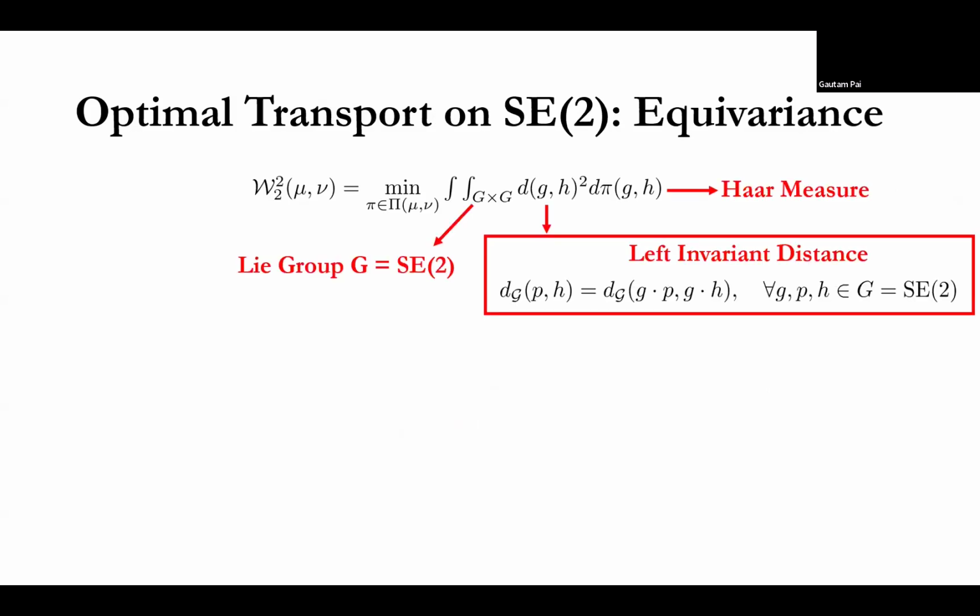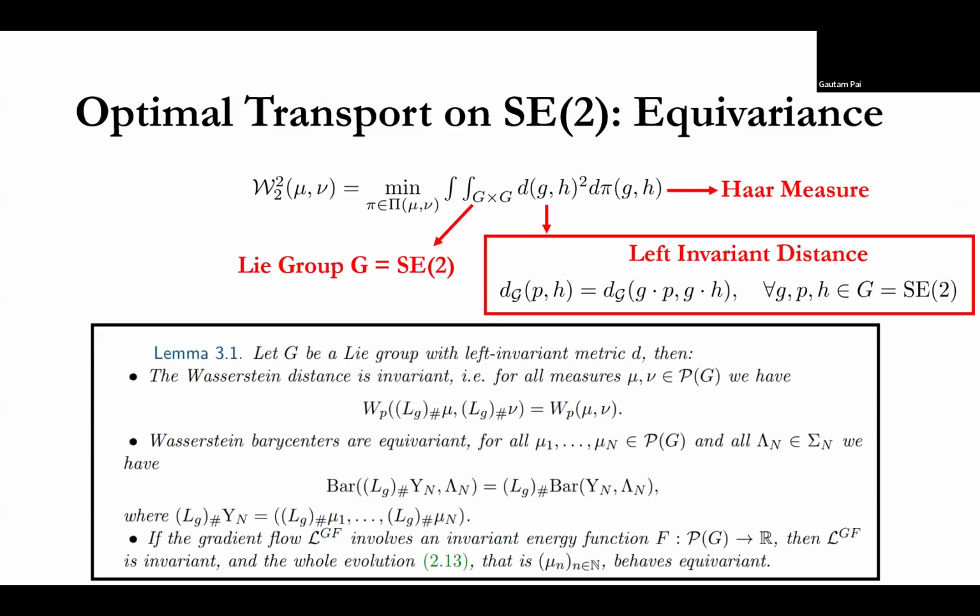You define your distance as the left invariant distance, choose your left invariant Haar measure, and integrate on your Lie group. It turns out that if you do so, then the Wasserstein distance is invariant, which means that if I have two distributions mu and nu and I roto-translate them, or shift-twist them, in this lifted space, then the Wasserstein distance between them is invariant to group action on both its arguments. The Wasserstein barycenters become equivariant, which means that if I apply the group action on all my input arguments, then the corresponding barycenter also transforms accordingly. A similar result also holds for gradient flows.